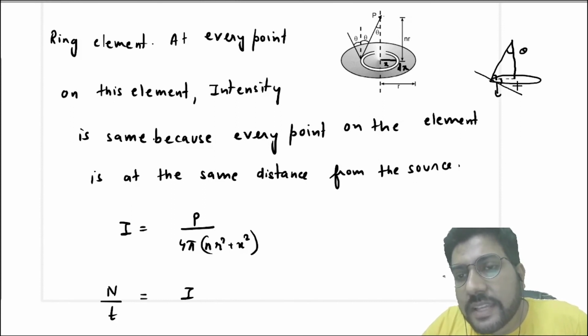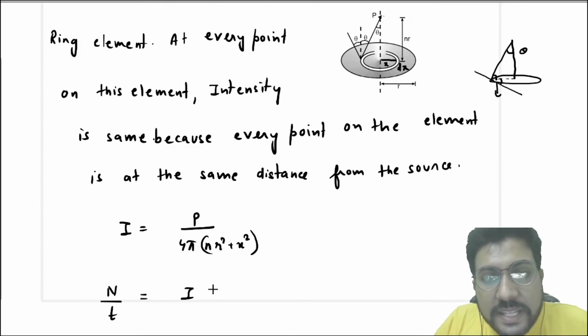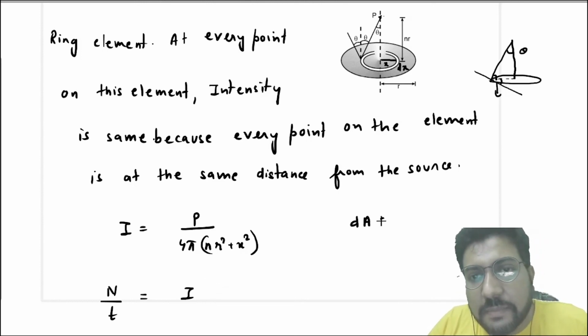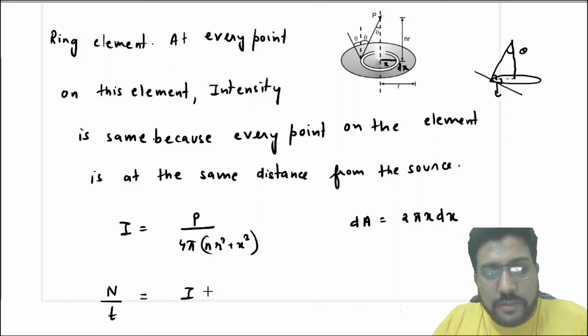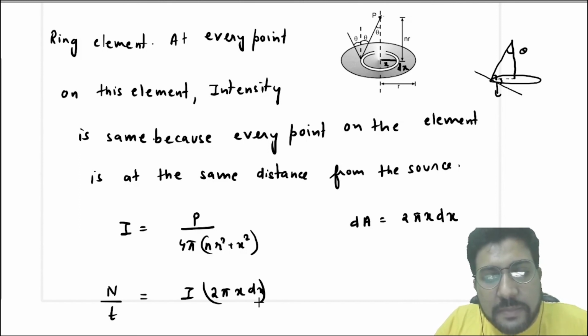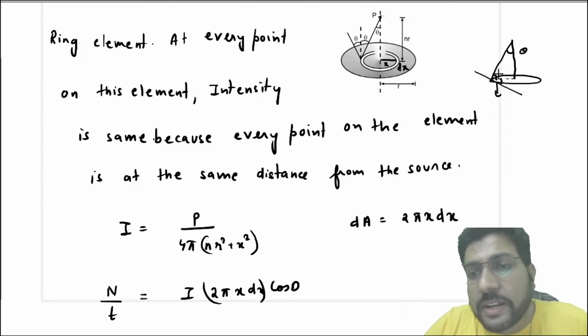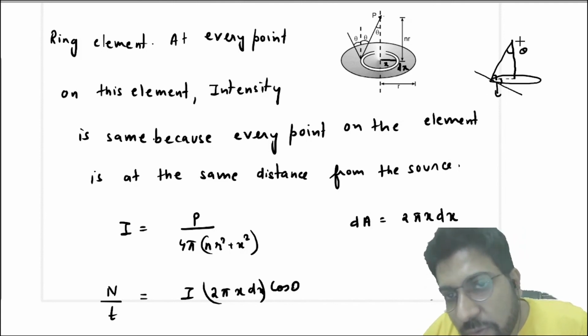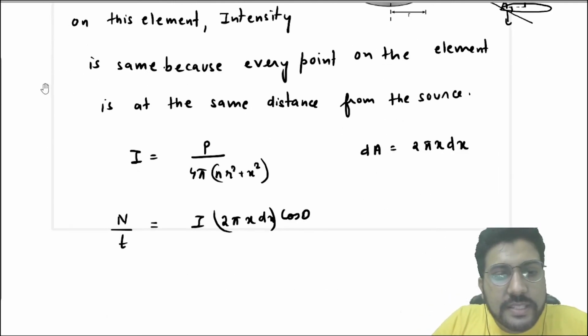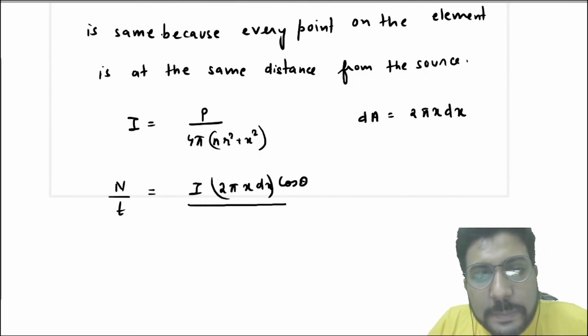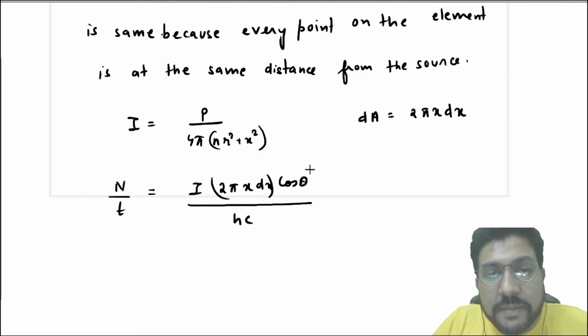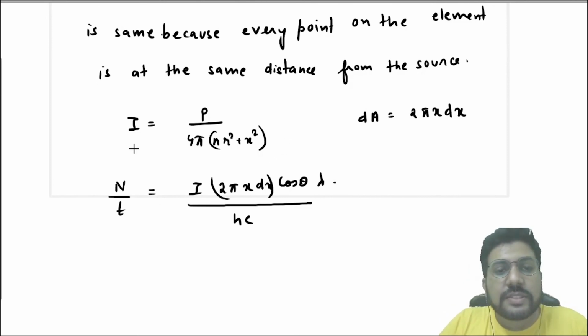So I will say that I multiplied by dA. Now the area of this element is 2 pi x dx. So I will write 2 pi x dx, that is the area of the element, multiplied by cos theta, because we need the component of the area which is perpendicular to the flow of light. Okay, so this is 2 pi x dx cos theta divided by E, where E is hc by lambda. So this is n by t.